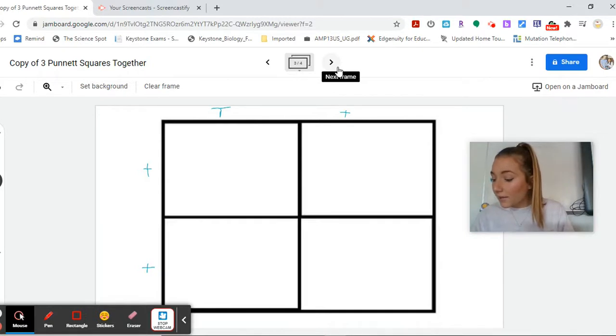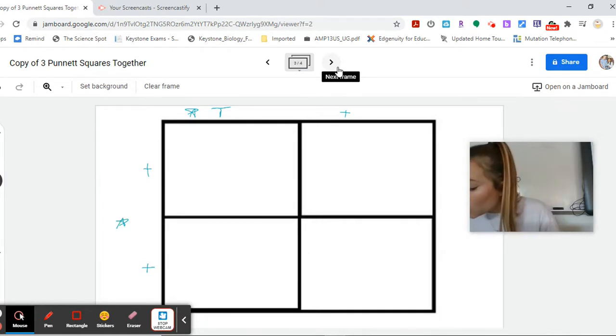Remember, these are the parents. The parents go on the outside of the boxes. The offspring, the children, are what's inside each square of my Punnett square. So we take what's on the top. Let me change colors. We take what's on the side. Top, side. What's on the top? What's on the side? What's on the top? What's on the side?